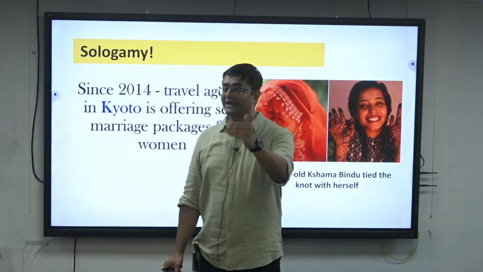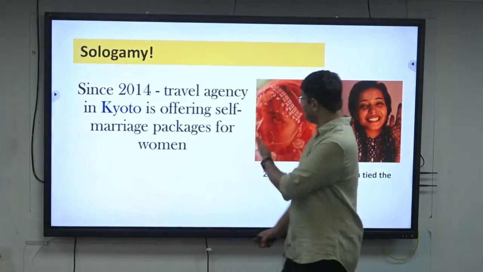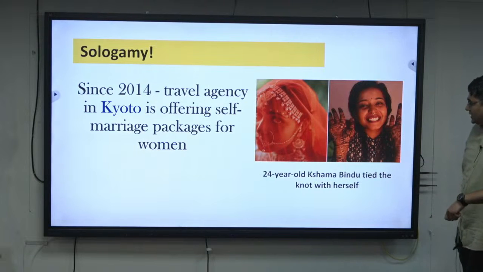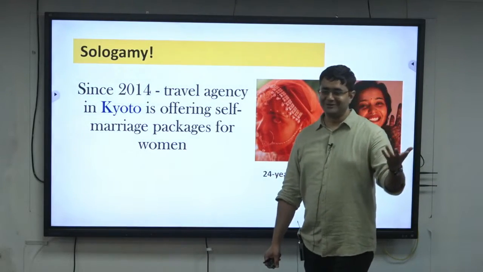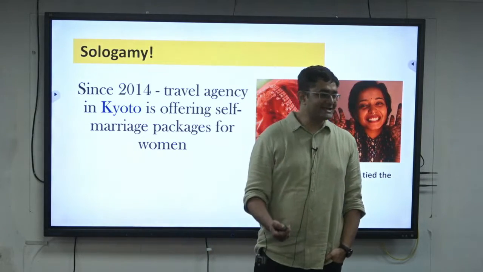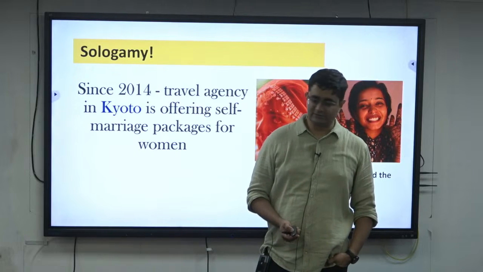So that kind of practice is happening, and it is being recognized in many societies. Even in India, very recently, like 2-3 years back, a 24-year-old, Kshama Bindu, tied the knot with herself. Right? She only cried when she was going to her house. So something like that. Is that okay? So sologamy. These are the changes occurring in marriage, which is what we study in anthropology.